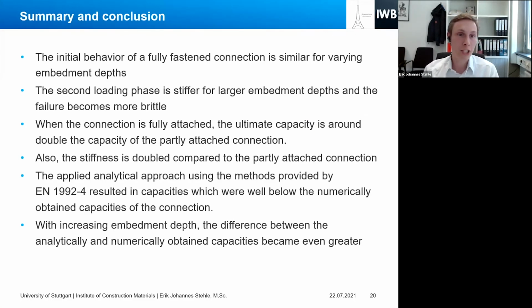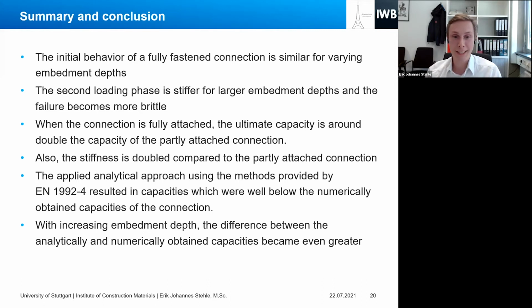To put it all in a nutshell, the initial behavior of such a fully fastened connection is quite similar for varying embedment depth. There are more differences in the second loading phase when the connection regains its strength, where larger embedment depths give a stiffer behavior and also a more brittle post-peak behavior. When the connection is fully attached, the ultimate capacity is around double the capacity of the partly attached connection, and the stiffness is also doubled.